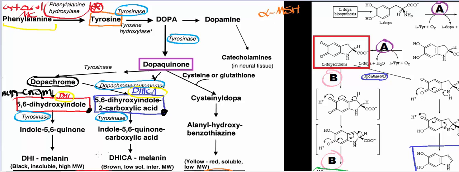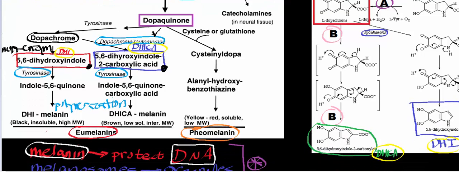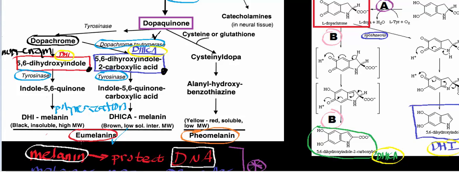And then I want you to know that from here, polymerization occurs, and it occurs in the lumen of the melanosome. When that polymerization occurs, that's what gets you eumelanin, our final product that we're going to put around the DNA of your skin cells, specifically outside of the nucleus.